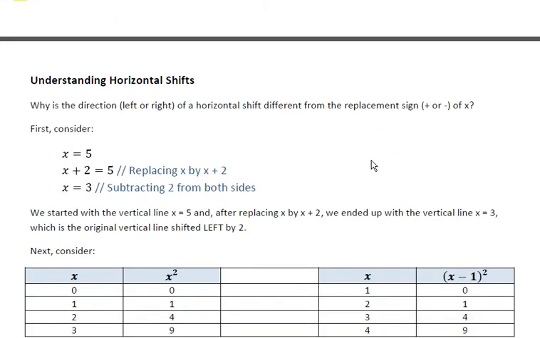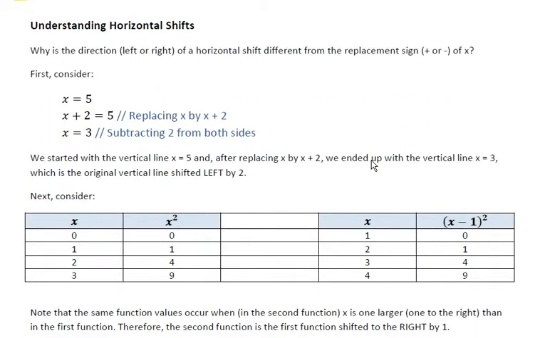Let's consider for a minute why these horizontal shifts seem to go the opposite of what we might hope for. Why is the direction, left or right, of a horizontal shift different from the replacement sign, plus or minus, of the independent variable x? Let's start out very simple. Consider x equals 5. The graph of that is a vertical line that goes through the x-axis at the point 5, 0.